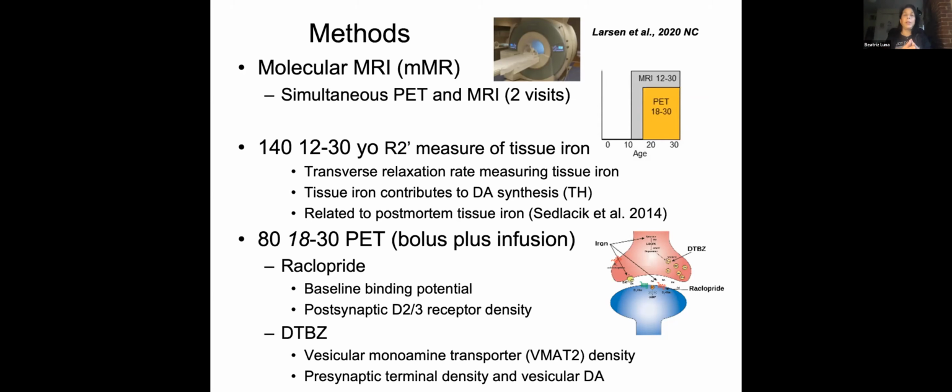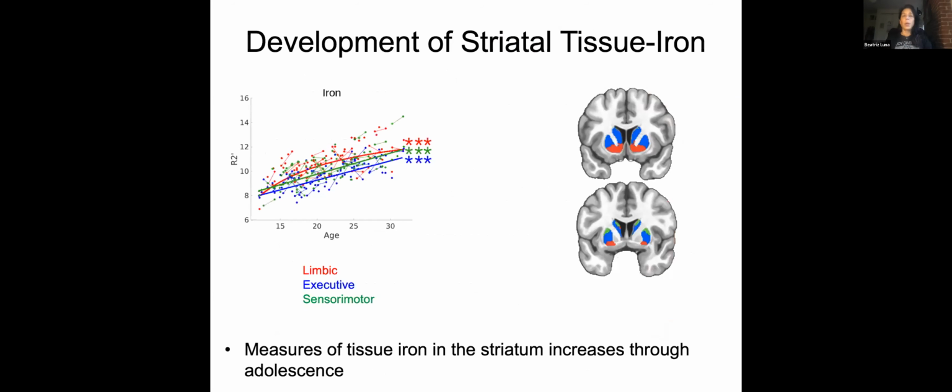So in any case, we obtained that in all our subjects. And then from 18 to 30, at the same time, we were also obtaining PET measures. We obtained measures of presynaptic dopamine availability using DTBZ and of postsynaptic D2, D3 receptor density using raclopride, because like I said before, we don't know which aspects of the dopaminergic system are changing with development.